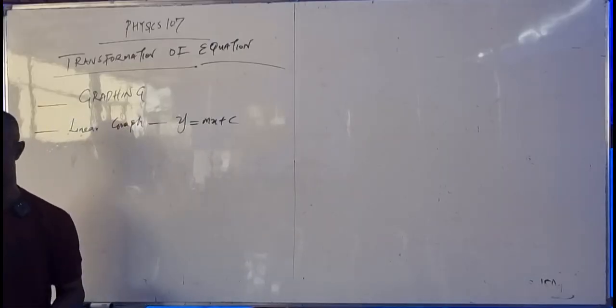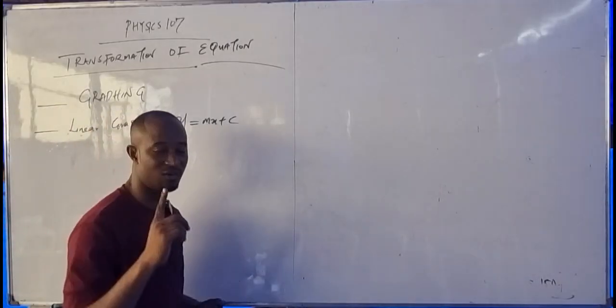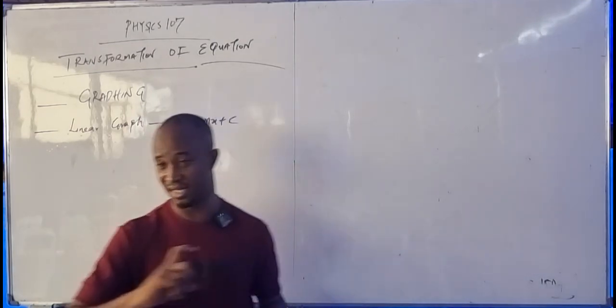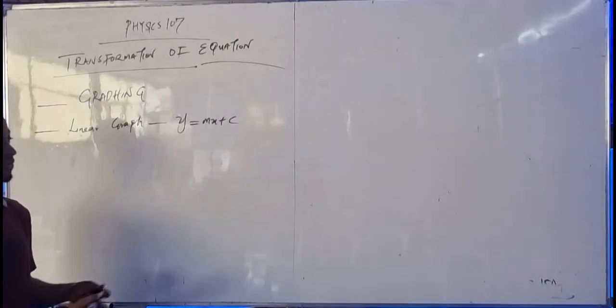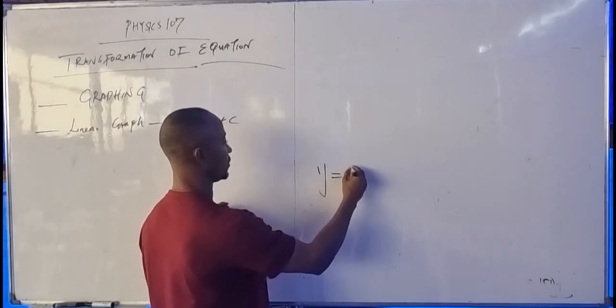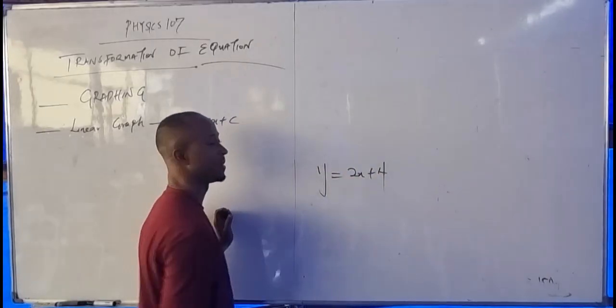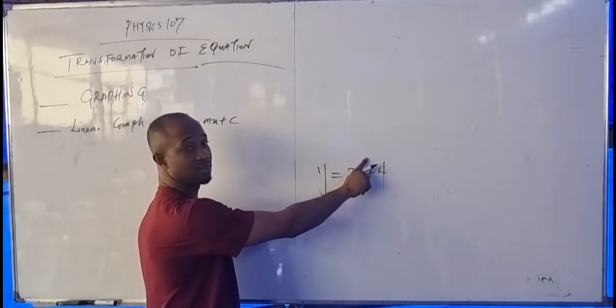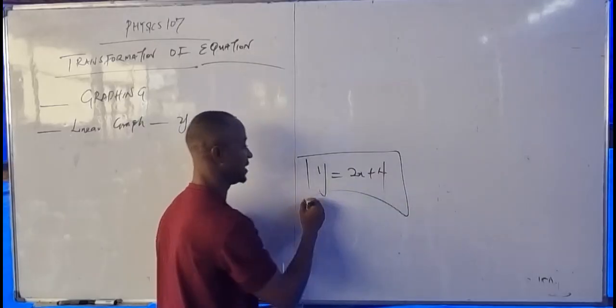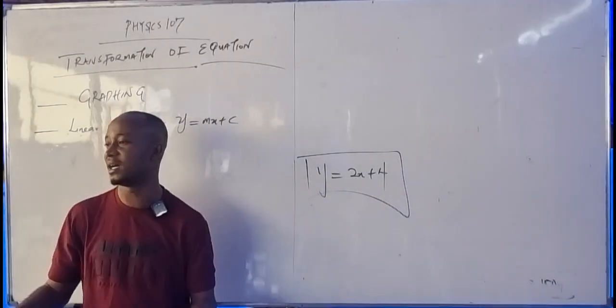A linear graph is a graph that has the highest power of 1. It's linear because the power is 1. For example, if I have y equals 2x plus 4, the highest power of x is 1. So this is a linear equation, an equation that can generate a linear graph.